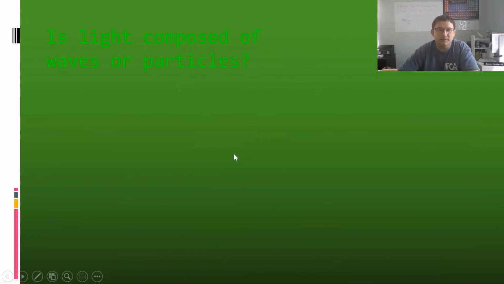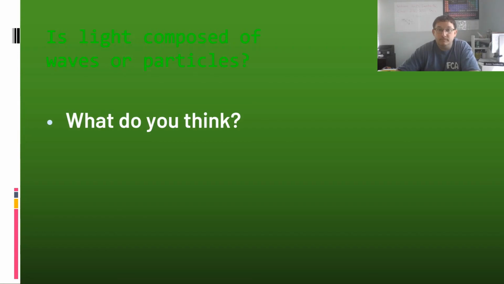All right, so this brings us to a very important question. Is light composed of waves or particles? What do you think? To be discussed in class. But I will say, do not think about it as a wave of particles. That is the wrong idea. But is it composed of waves or particles? And I'll leave you there.